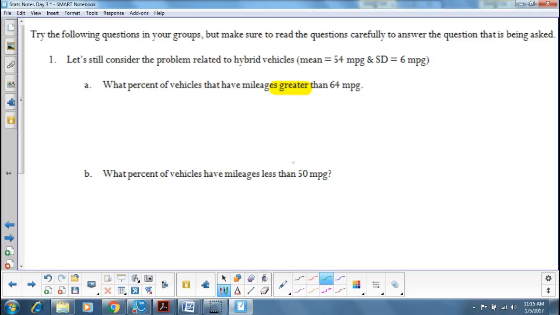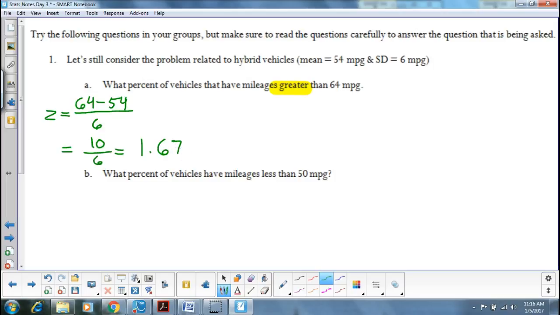Okay? So let's first find the z-score here. So my z-score is going to be 64 minus 54 divided by 6. 64 minus 54 is 10. 10 divided by 6 is 1.67. Agreed? Yes? Okay.